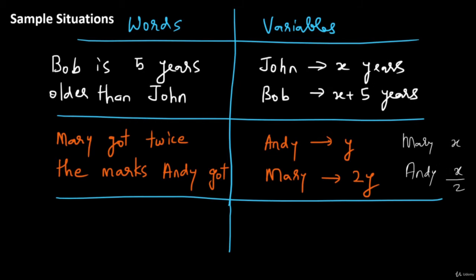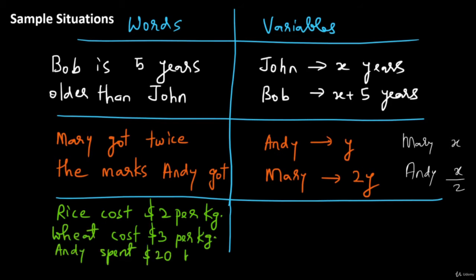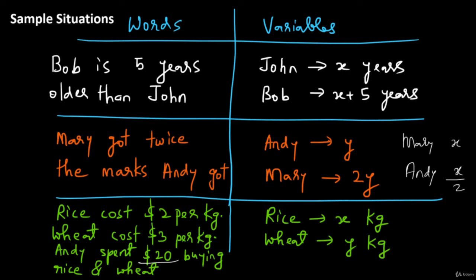Now let's take one more situation. Rice costs $2 per kilogram. Wheat costs $3 per kilogram. Andy spent $20 buying rice and wheat. So how do we convert this into variables? Let's take that Andy bought X kilograms of rice and Y kilograms of wheat. So these are variables, right?